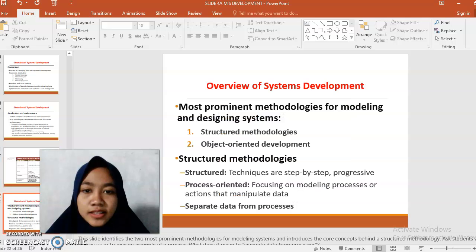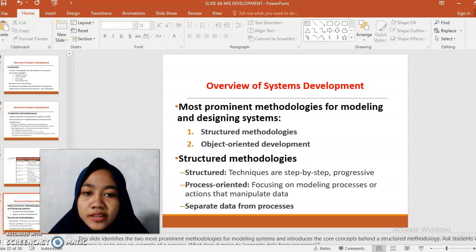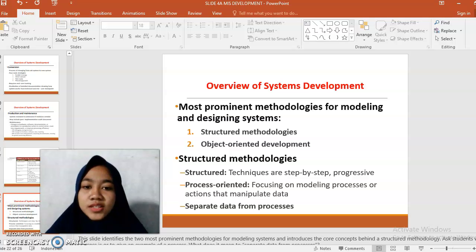Okay, the next slide is overview of system development: the most prominent methodologies for modeling and designing systems. Number 1, structured methodologies. Number 2, object-oriented development. Structured methodologies: structured techniques are step-by-step and progressive. They are process-oriented, focusing on modeling the processes or actions that manipulate data, and they separate data from process.